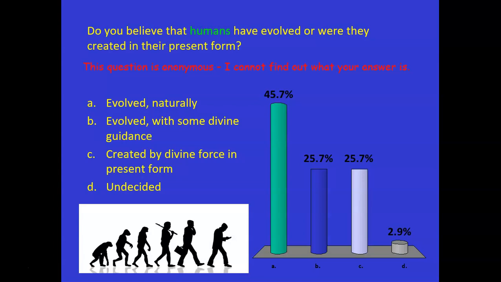And you see here, this really digs into some of the issues about how people might have conflicting understandings or beliefs about evolution and their religious worldviews. Whereas before we had 77% of people saying other species evolved naturally, it's down to less than half of the class, about 46%. About 26% said evolved with some divine guidance, and choice C was created by a divine force in present form, or some of you are undecided.